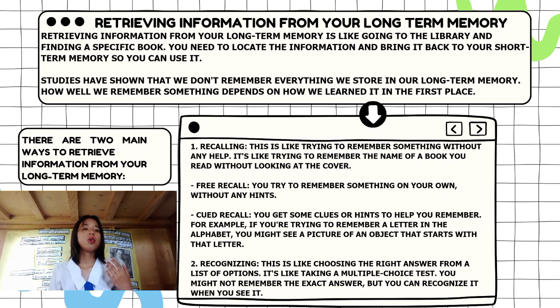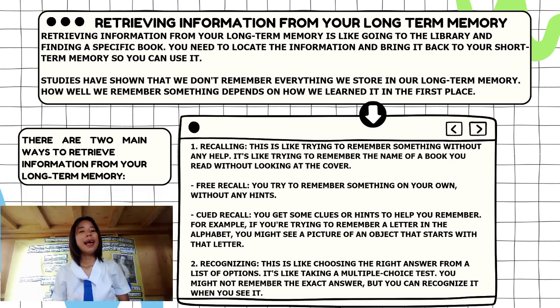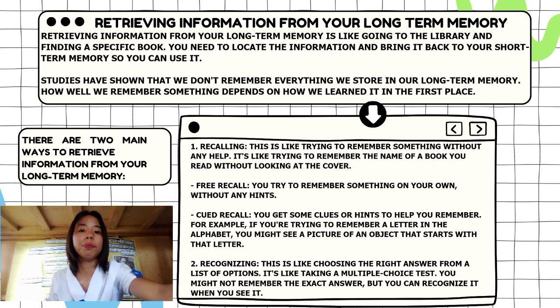So, it's like going to the library and finding a specific book. You need to locate the information and bring it back to your short-term memory so you can use it. Studies show that we don't remember everything we store in our long-term memory. So, how we remember something depends on how we learn in the first place. So, there are two main ways to retrieve information from your long-term memory.